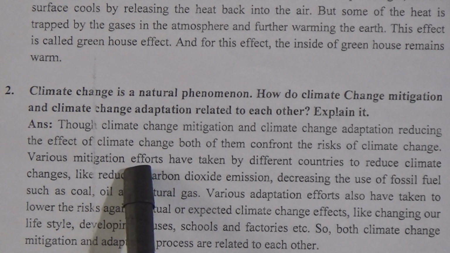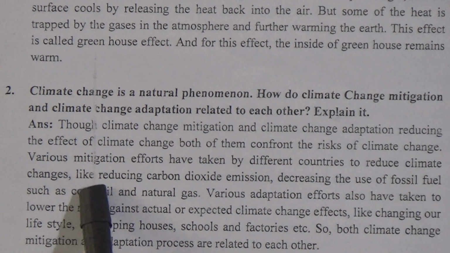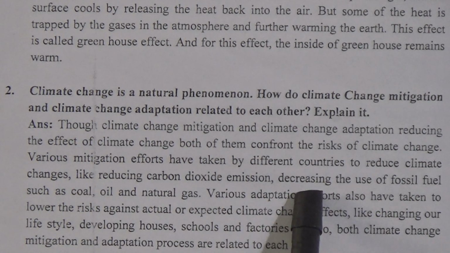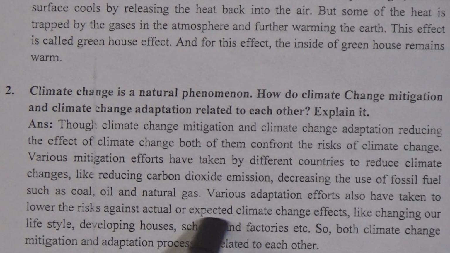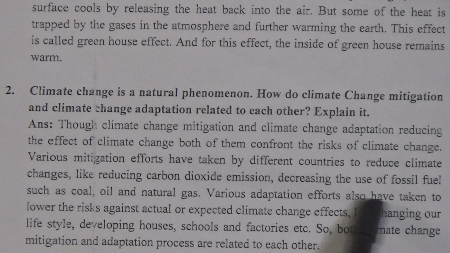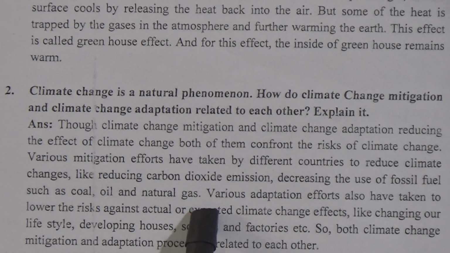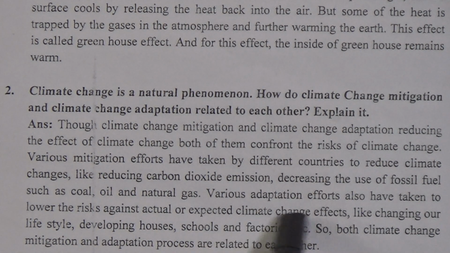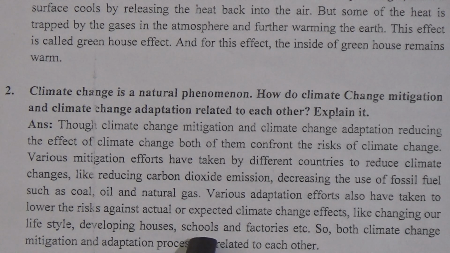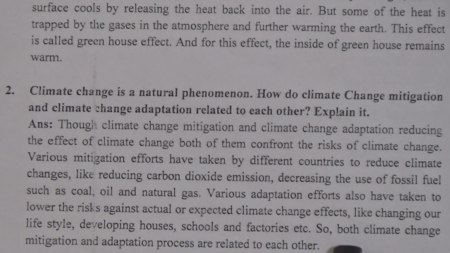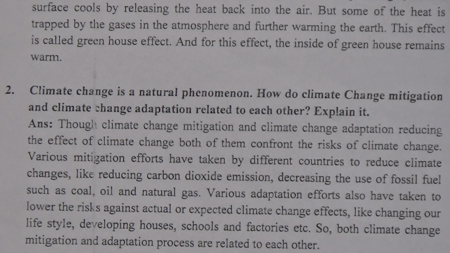Various mitigation efforts have been taken by different countries to reduce climate change, like reducing carbon dioxide emission, decreasing the use of fossil fuels such as coal, oil, natural gas. Various adaptation efforts also have been taken to lower the risk against the actual or expected climate change effect, like changing our lifestyle, developing houses, schools and factories, etc. Both climate change mitigation and adaptation processes are related to each other.